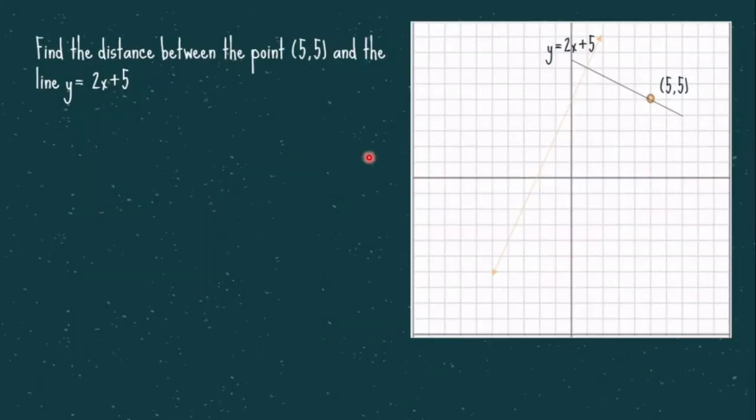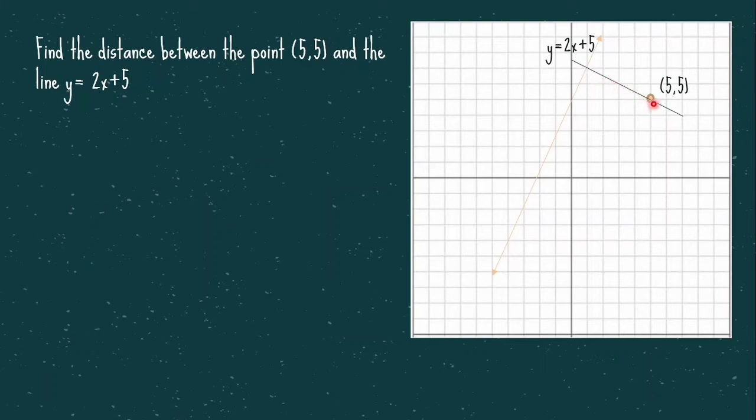Just a reminder, if you are given a line equation in standard form or general form, you have to rewrite it into slope-intercept form. So here in our graph, this is our line, this yellow thin line, the equation y equals 2x plus 5, and our point with x and y coordinates 5, 5. And this black line segment right here is our perpendicular distance, and we need to find the distance.